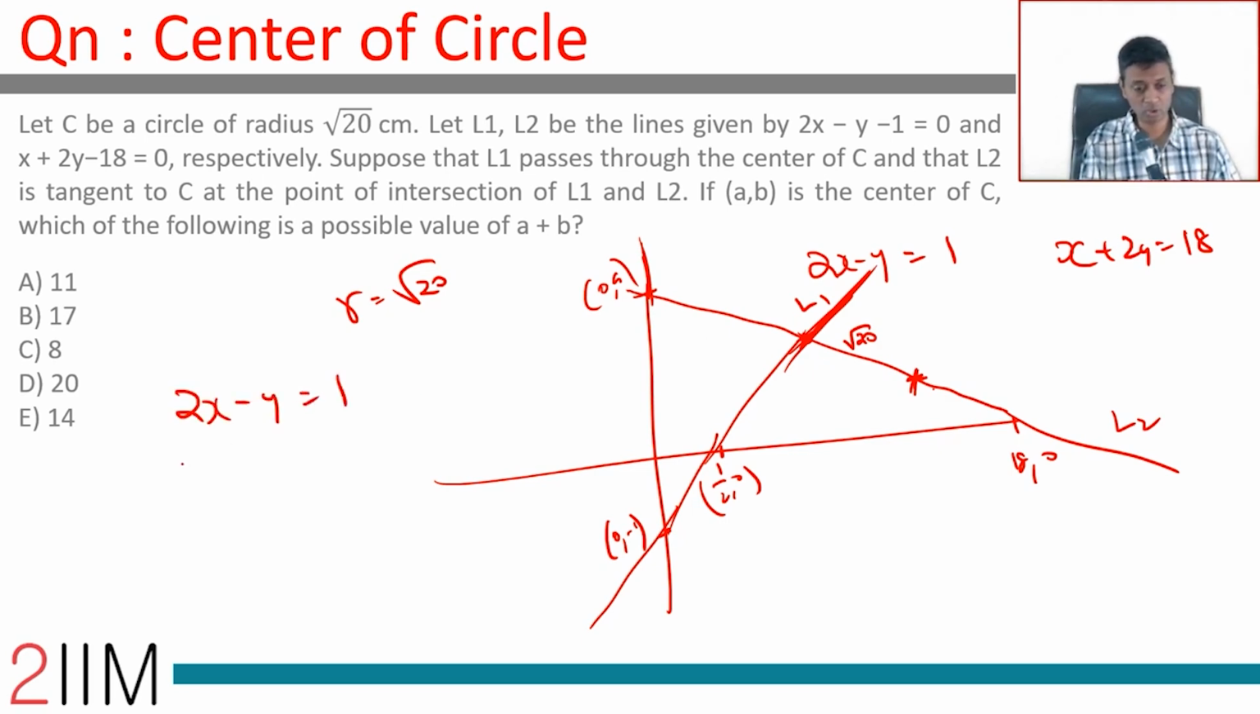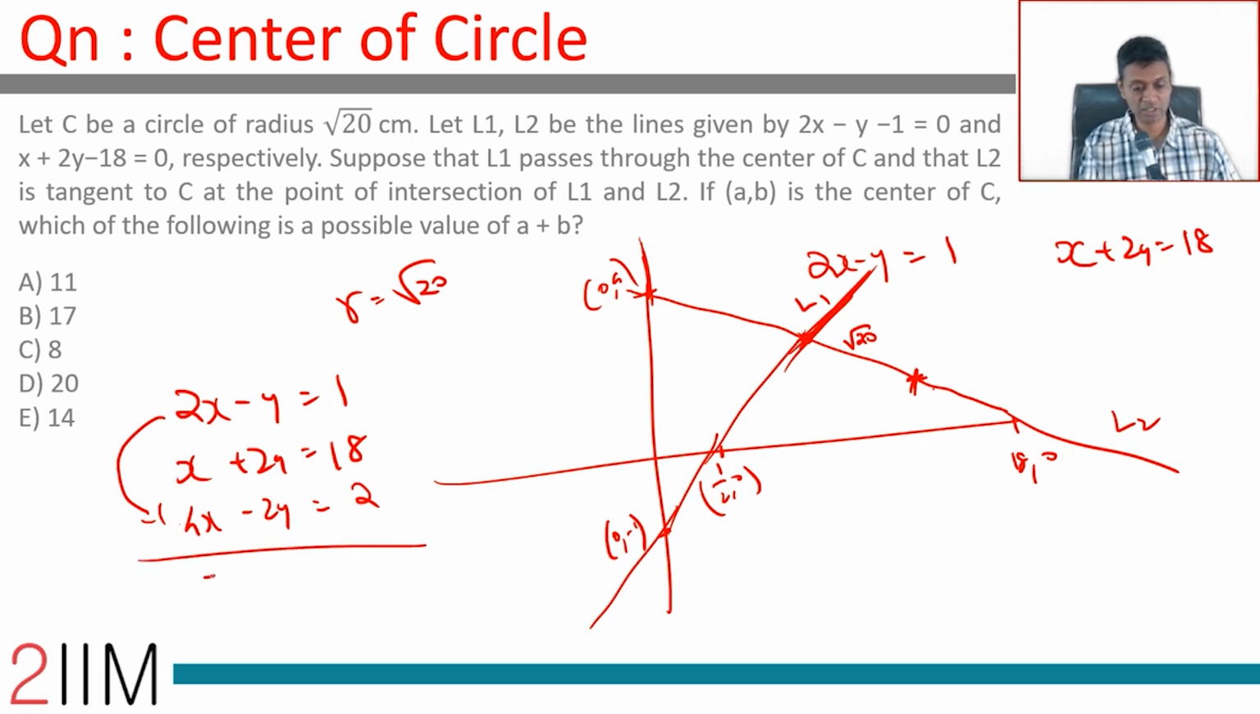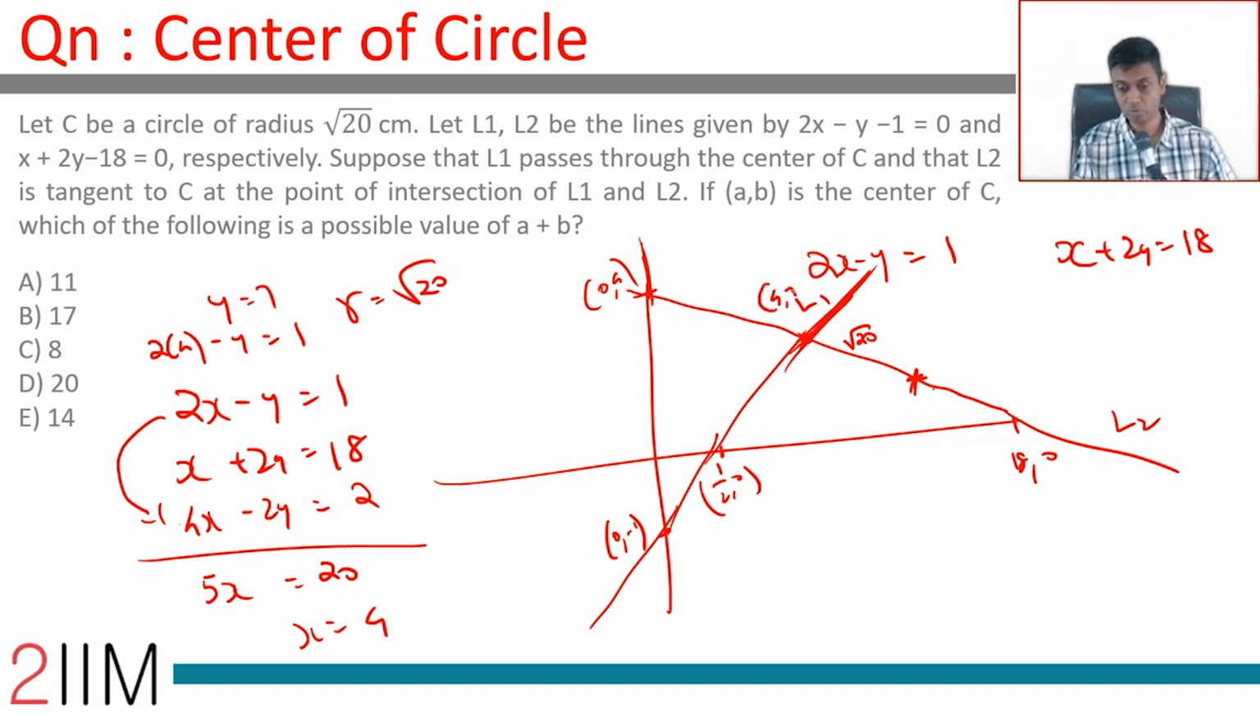2x minus y equal to 1. x plus 2y equal to 18. Let's multiply this by 2: 4x minus 2y is 2. If we add these two, 5x is 20, x is 4. And if x is 4, we can find y. 2 into 4 minus y is 1, 8 minus y is 1, y is 7. This point is 4, 7.